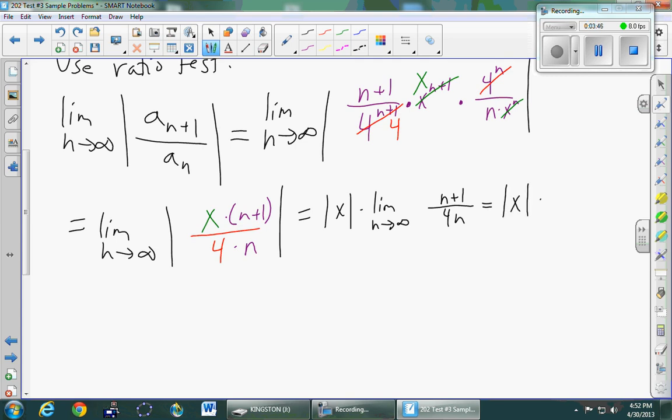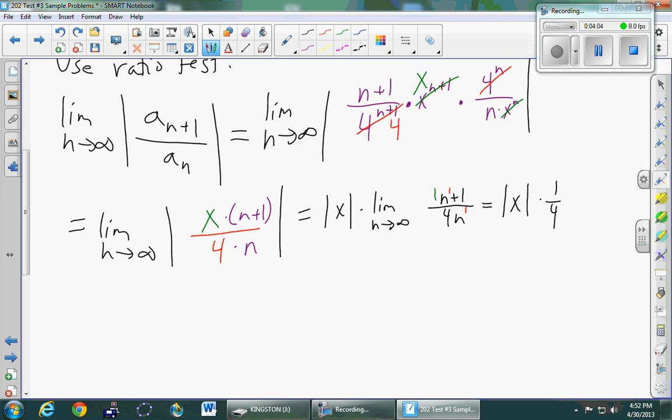Absolute value of x times, here, the power upstairs is the same as the power downstairs. So in some sense, they cancel. Plus 1 makes no difference. And all we get is the coefficients. Coefficient is a 1 on top and a 4 on the bottom. So this limit is 1/4.